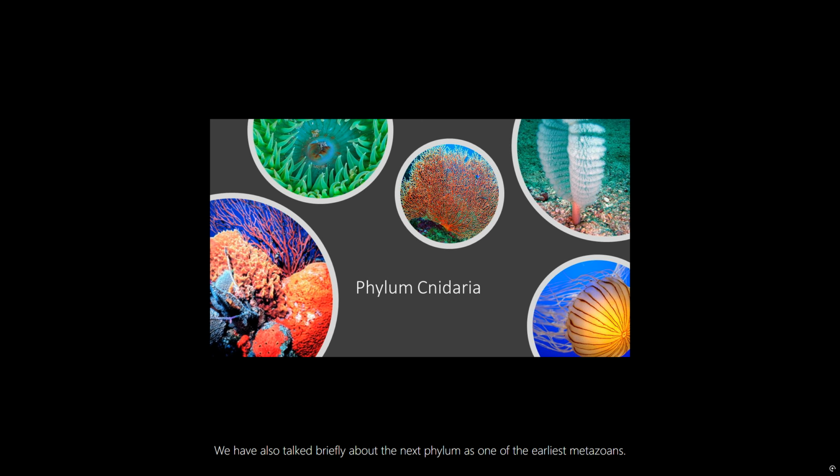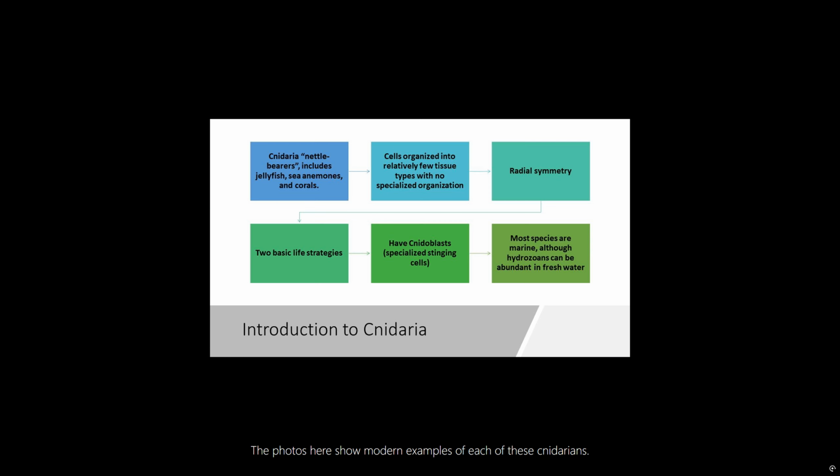We have also talked briefly about the next phylum as one of the earliest metazoans. Phylum Cnidaria includes corals, jellyfish, sea fans, anemones, and sea pens. The photos here show modern examples of each of these cnidarians. The Cnidaria, or nettle bearers, include jellyfish, sea anemones, and corals. Their cells are organized into relatively few tissue types with no specialized organization. They all have radial symmetry and specialized stinging cells called cnidoblasts. Most species are marine, although the hydrozoans can be abundant in freshwater.